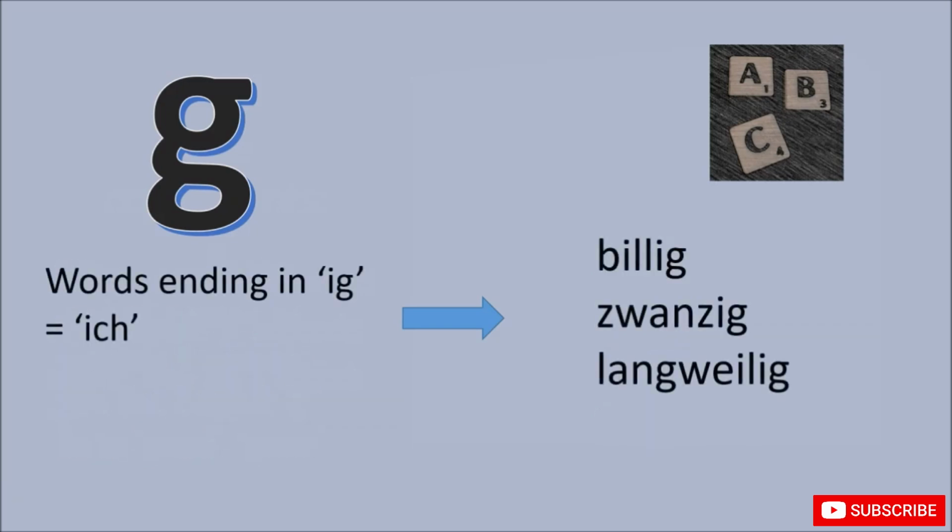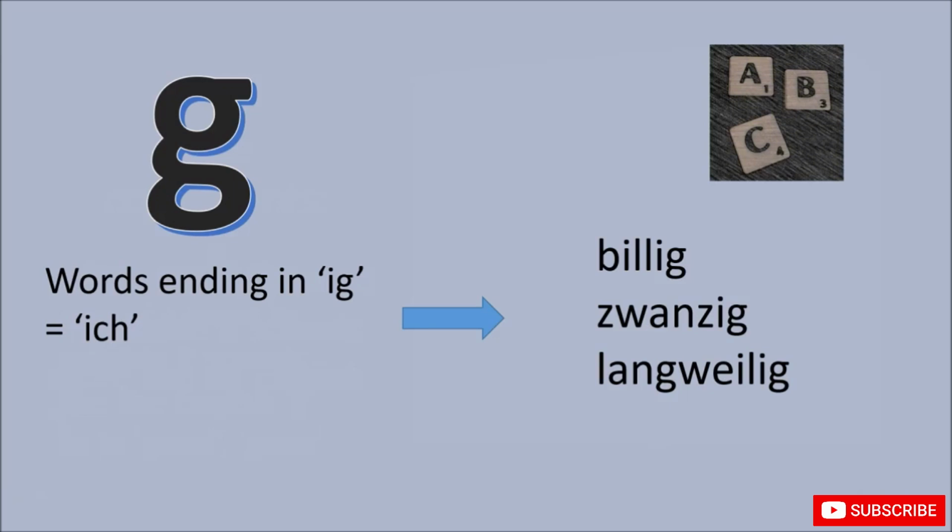Words ending in IG are pronounced like the German word ich. So it almost sounds as if they were spelled ICH, but it's not. It's IG. Billig, zwanzig, langweilig. Sometimes you may hear people saying billich, zwanzich, langweilich, but usually it's billig, zwanzig, langweilig.